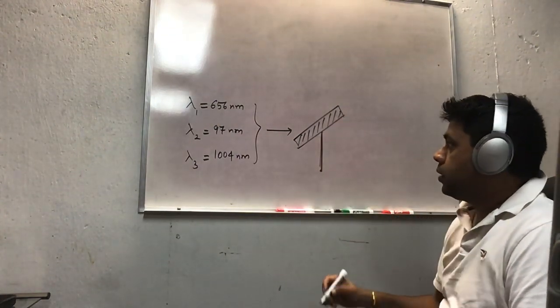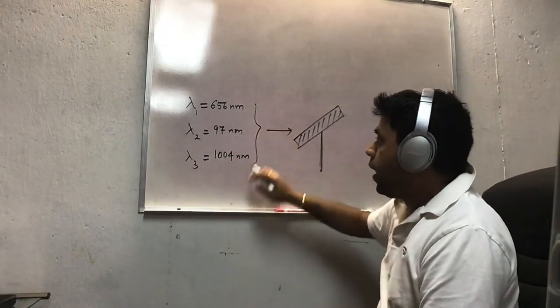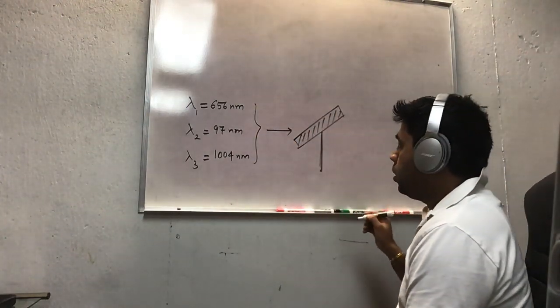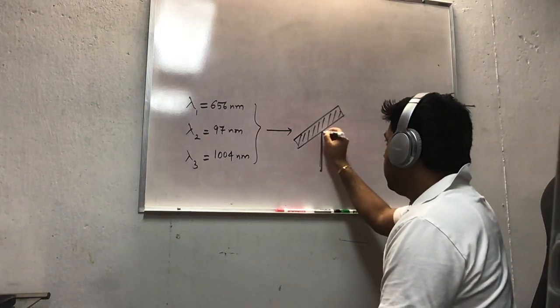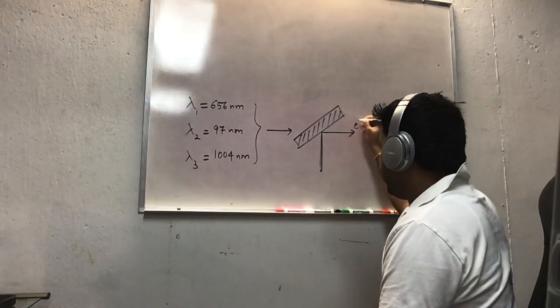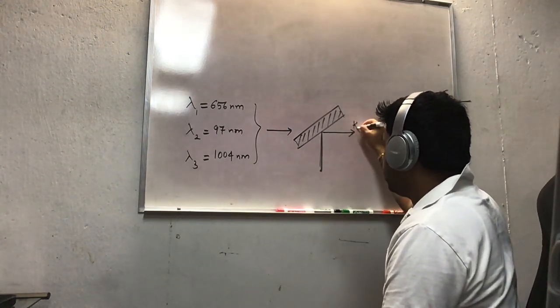So we have an active metal surface and 3 different wavelength lights are falling on it. Which one will have the lowest kinetic energy of the electron? Lowest kinetic energy.